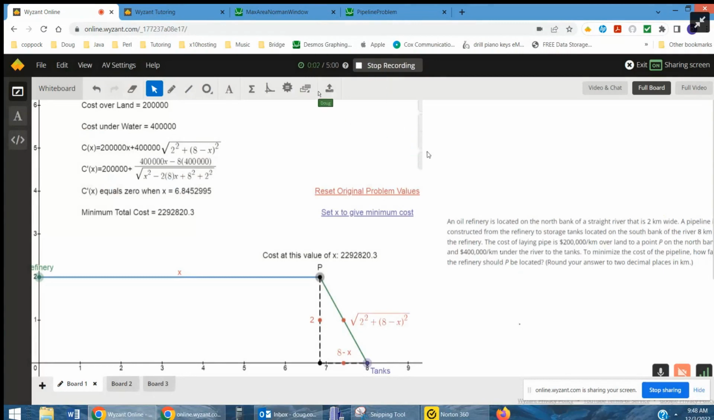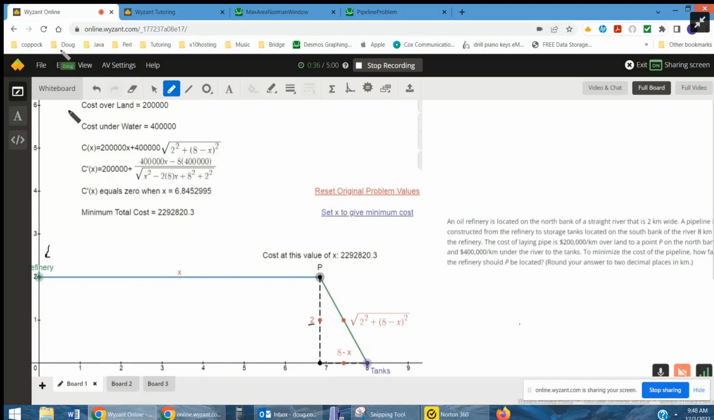Okay, I've posted the original problem over here just for completeness, but we'll talk through the problem by looking at this diagram. We have this oil refinery right here that needs to get its oil via pipeline to some tanks on the other side of a river that is 2 miles wide. And it's also a horizontal distance of 8 miles from the refinery on the other side of the river.